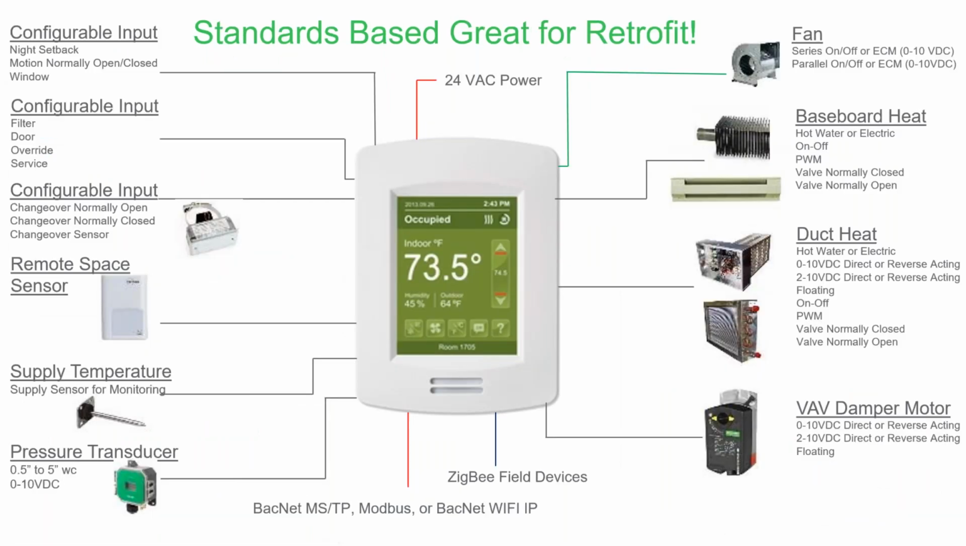So this slide here is an example of everything that comes in and out of this device. If I start looking at it, you can see that there's configurable inputs. I'm not going to read every single one of these that's on the screen here. You all can see that. But you can hardwire inputs into this for night setback and motion, window contacts.